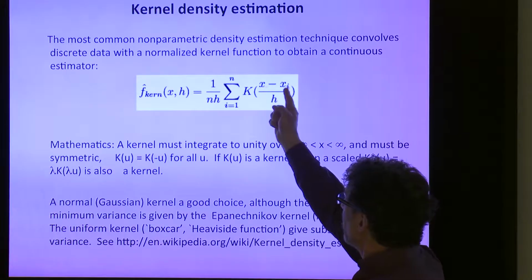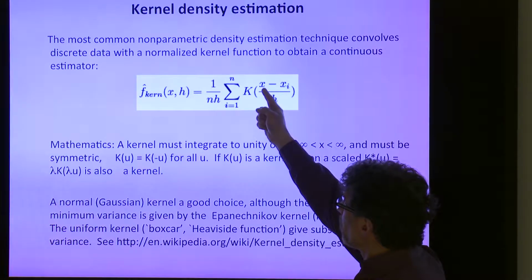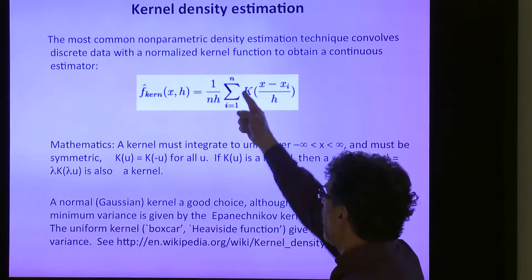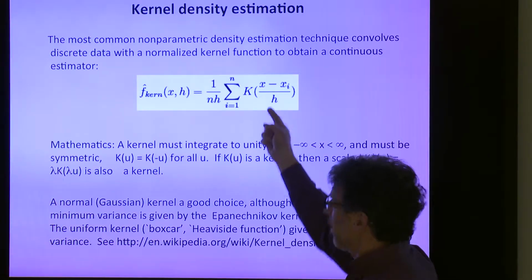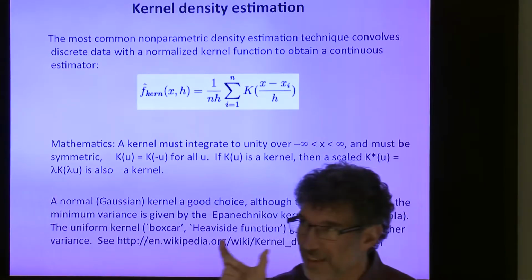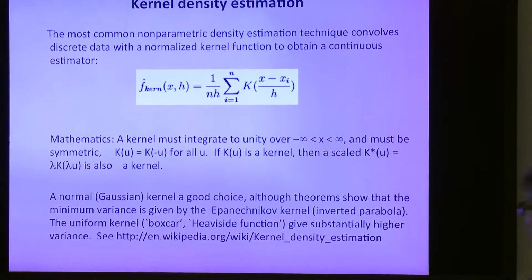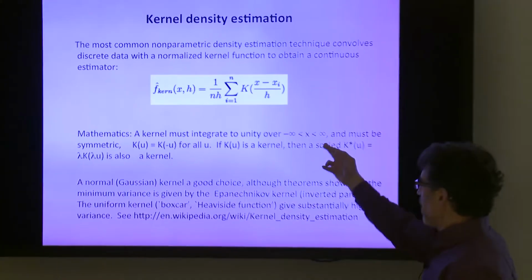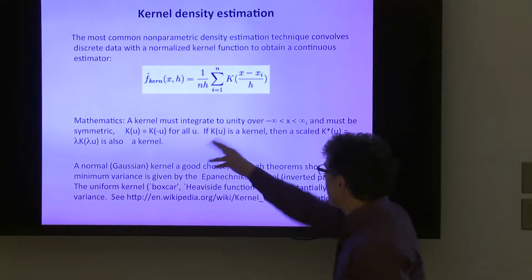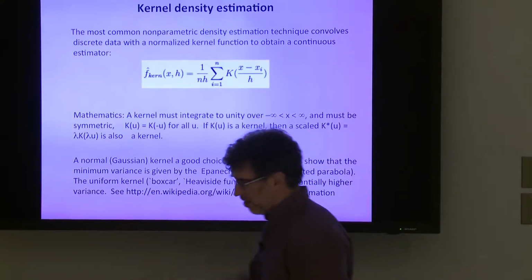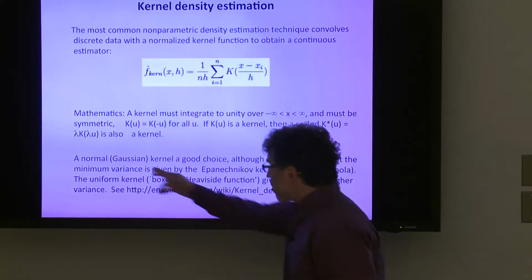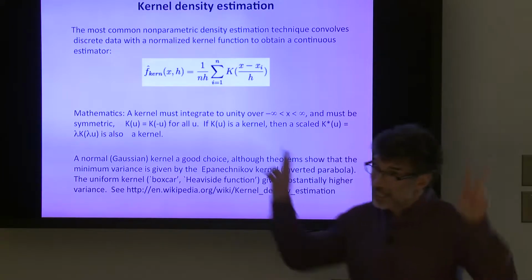So there are the individual points, and there's a continuous variable x over here. You convolve with a function that has a parameter called h. That's the width of the Gaussian. There are some rules: the kernel has to integrate to unity, and it has to be symmetric. Now, a Gaussian is a perfectly good choice, but it's not the best.